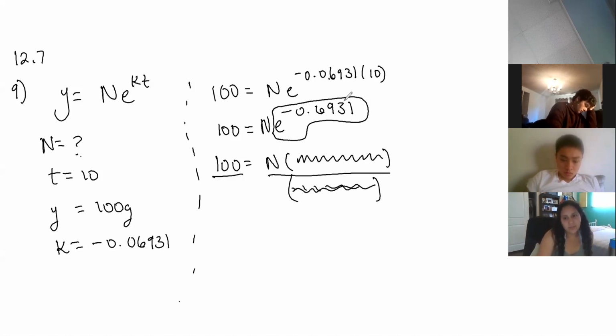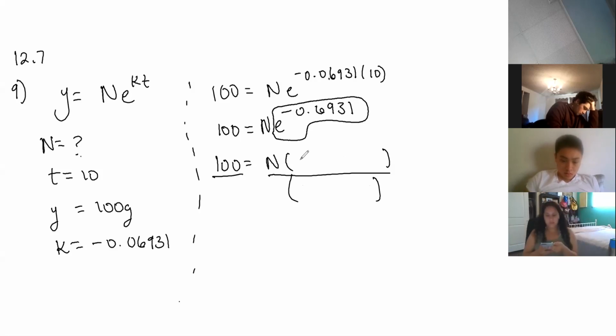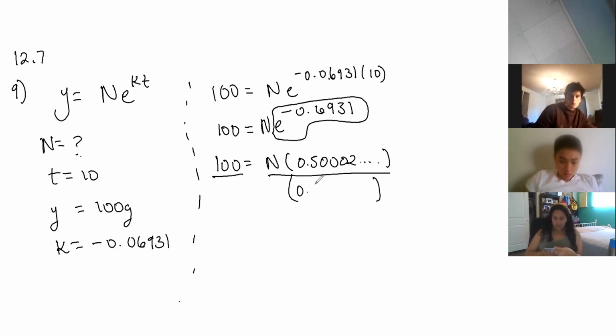I plug this into my calculator. Okay, so if you have your calculator, you would do second ln and then negative 0.6931, and that gives me 0.5002... I'm just going to leave that number in my calculator, because I don't ever want to round when it's a long number, so I don't have to write everything.